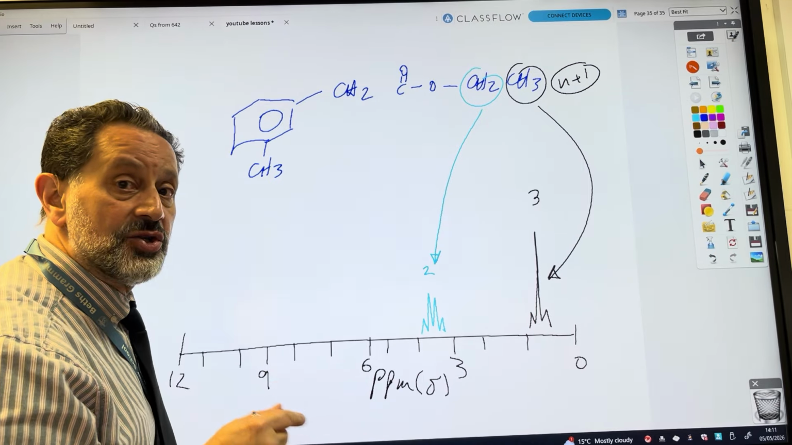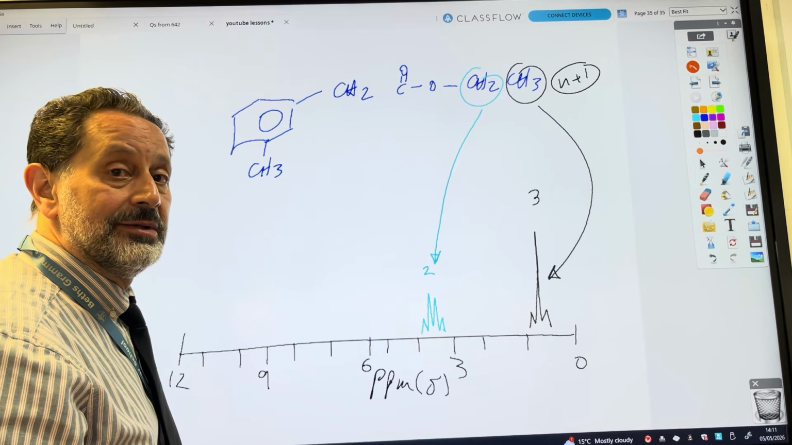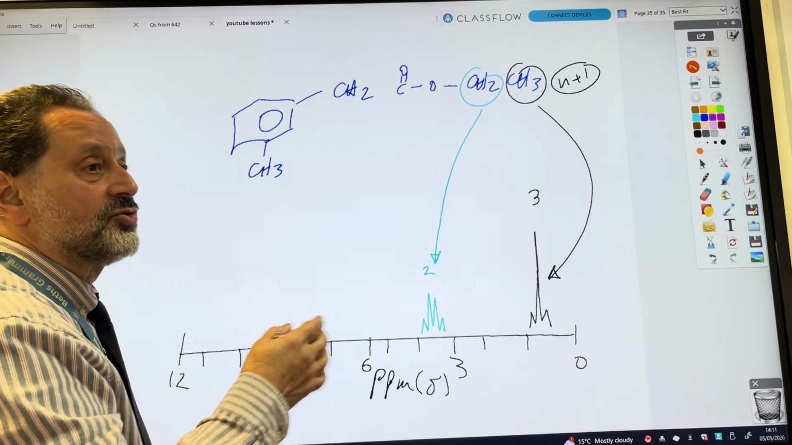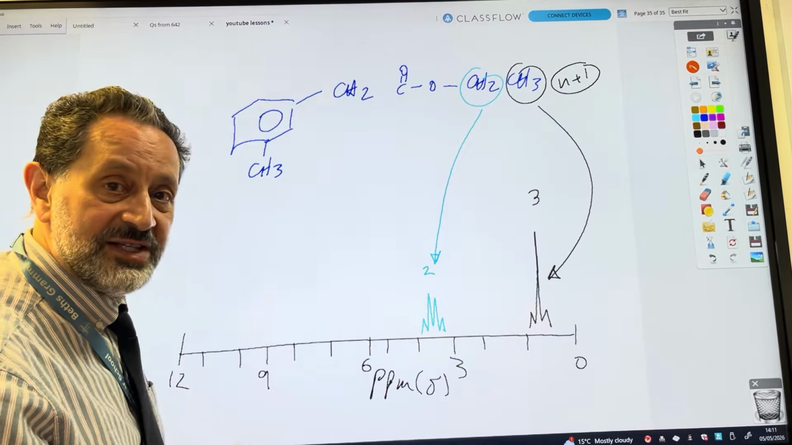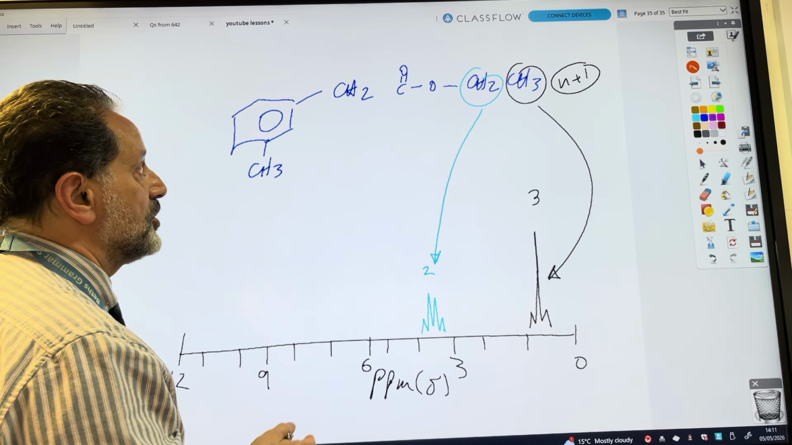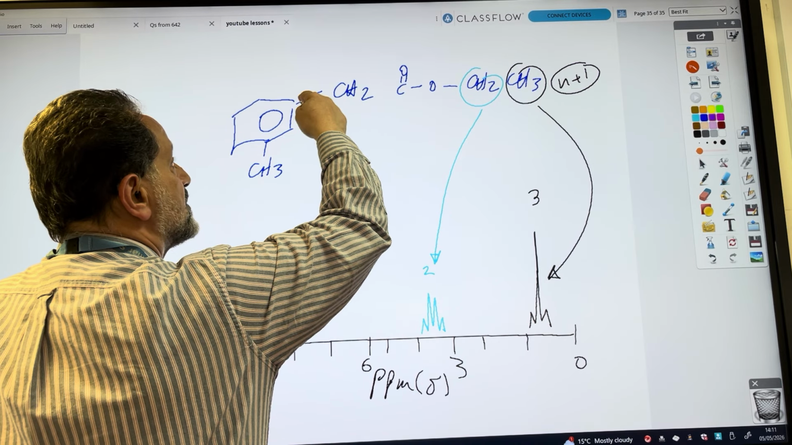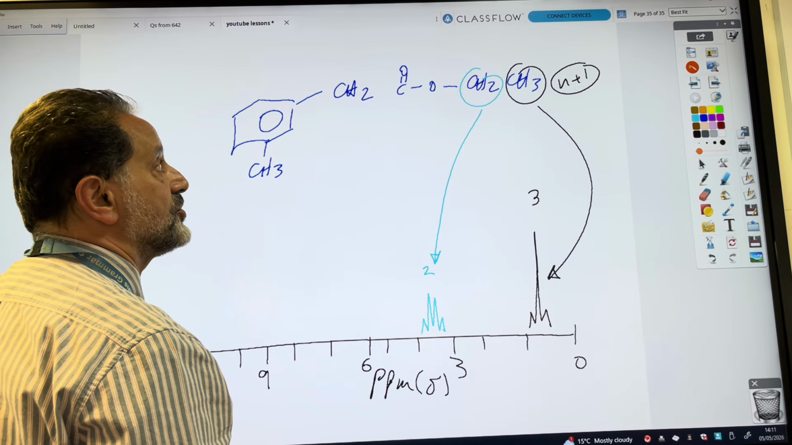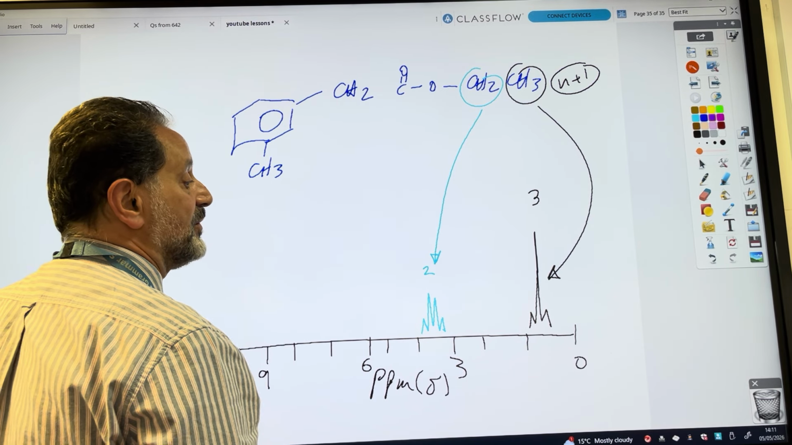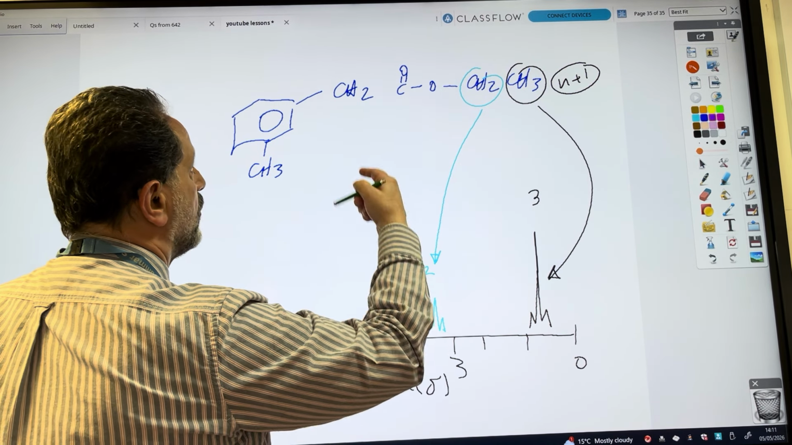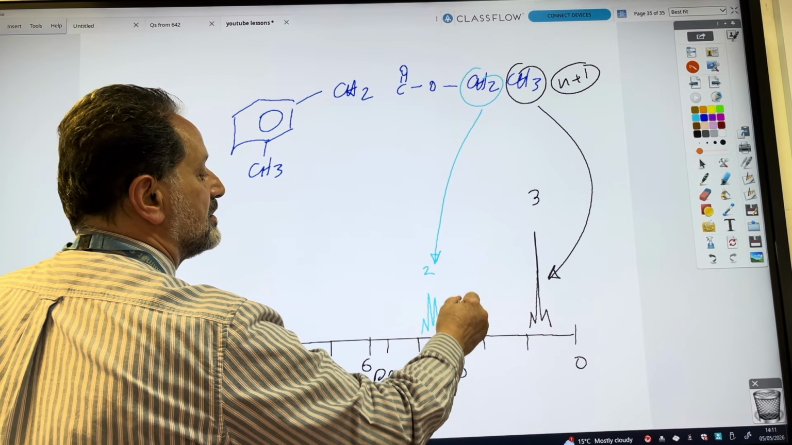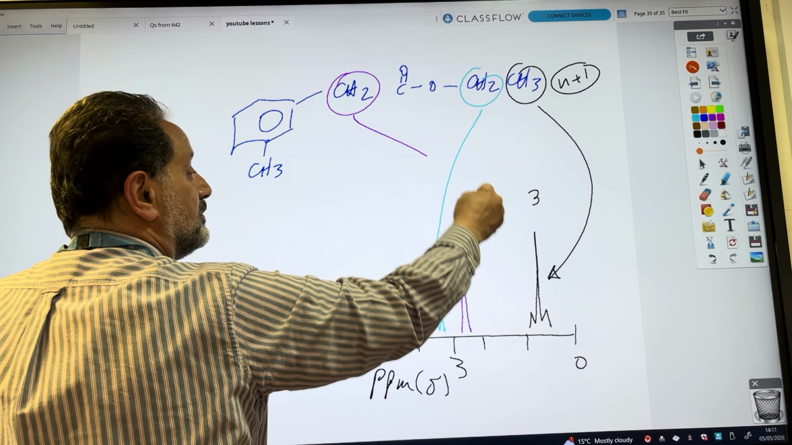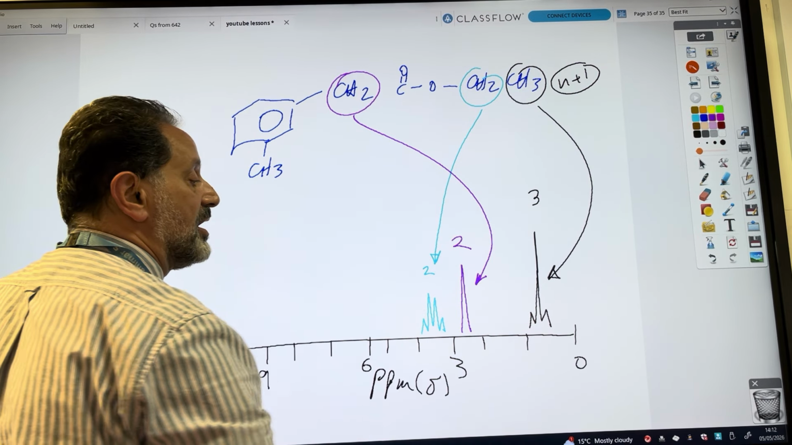So its neighbors don't have any protons at all. So it is going to appear as a singlet, because its neighbors are not going to generate any different magnetic environments. So where does it appear? Both of these guys on either side of CH2 are pushing it towards the 2 to 3 region, which is here. And then, of course, it will be a singlet, because its neighbors simply don't have any protons.